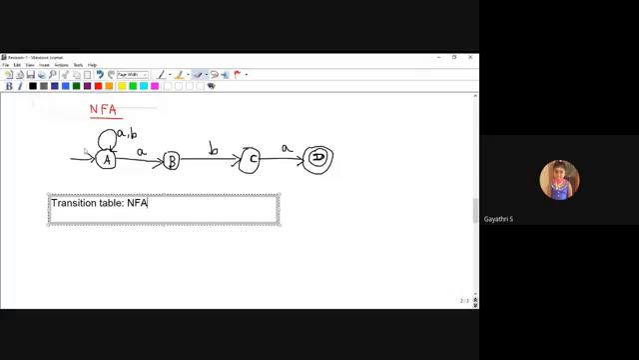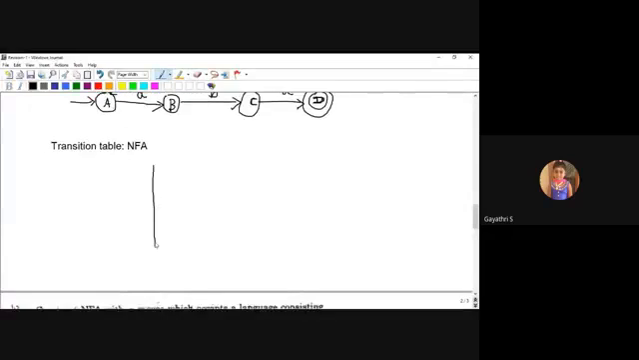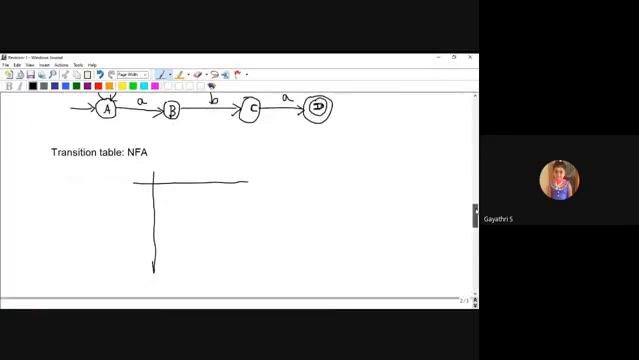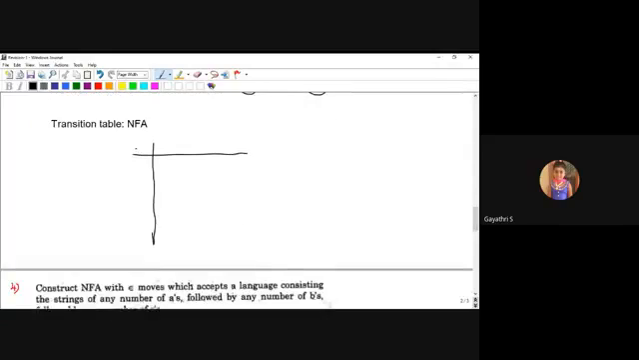For NFA, the transition table for NFA, this is A, B. And what about the states? Four states, right? A, B, C, D, which is your final state, A, which is your starting state.